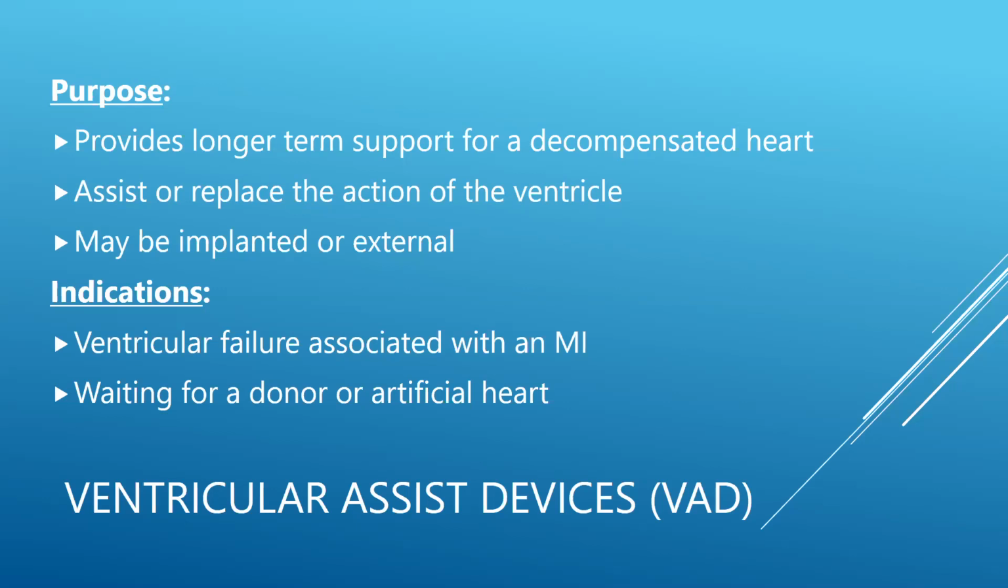Indications are for ventricular failure associated with a heart attack, and they're waiting for a donor or an artificial heart. They're used for bridge to recovery and bridge to transplant, and there are several different types. You do not need to know the different types, but you just need to know what the purpose is and what they're indicated for. Ventricular assist devices are just what they say. They're assisting that ventricle to work.